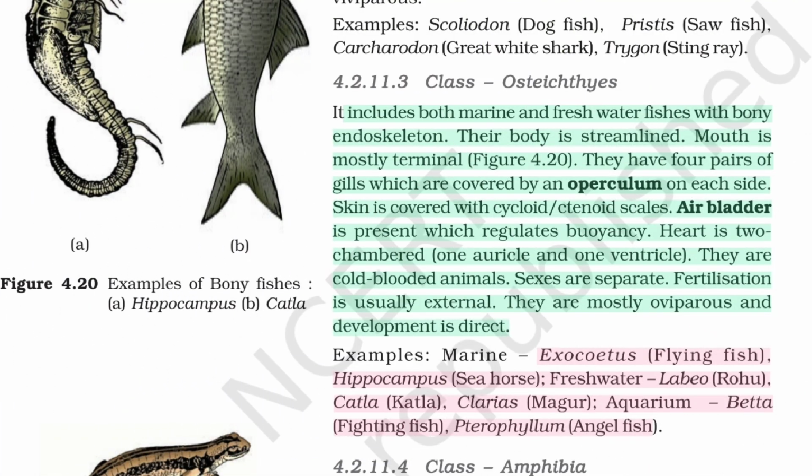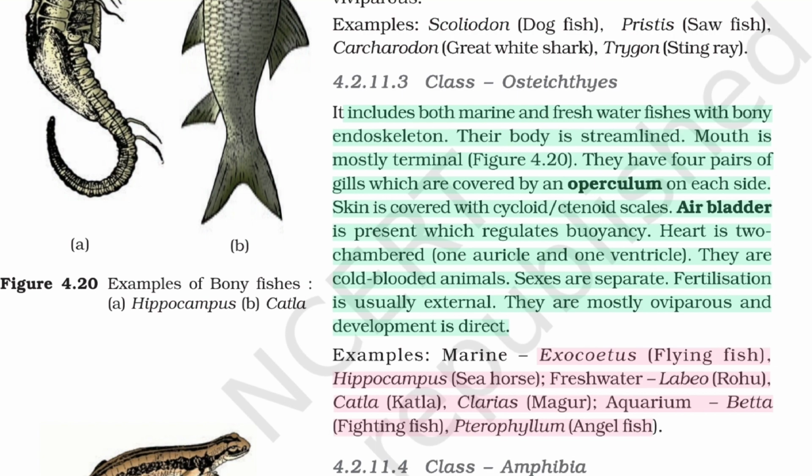4.2.11.3 Class Osteichthyes. It includes both marine and freshwater fishes with bony endoskeleton. Their body is streamlined. Mouth is mostly terminal, figure 4.20. They have 4 pairs of gills which are covered by an operculum on each side. Skin is covered with cycloid and ctenoid scales. Air bladder is present which regulates buoyancy.